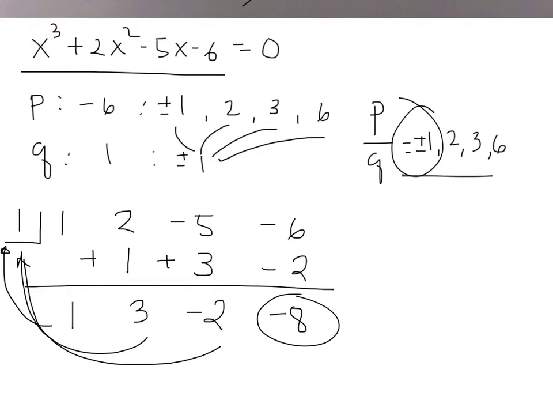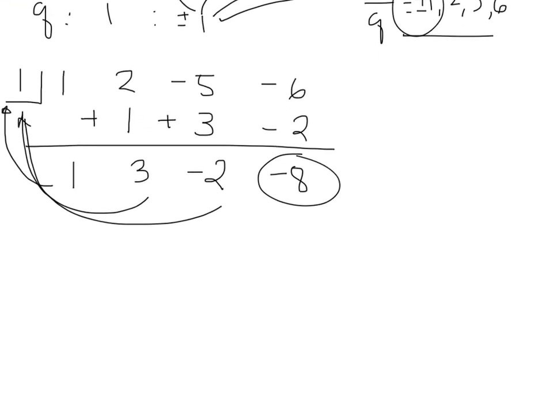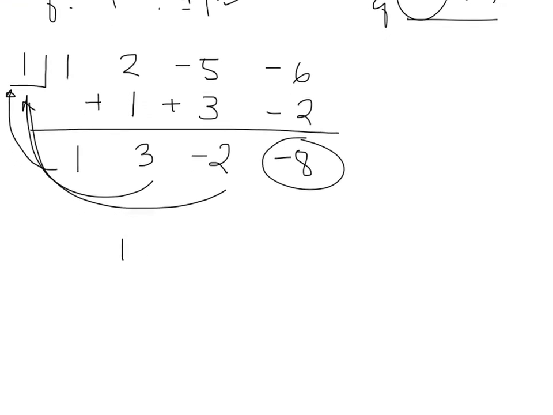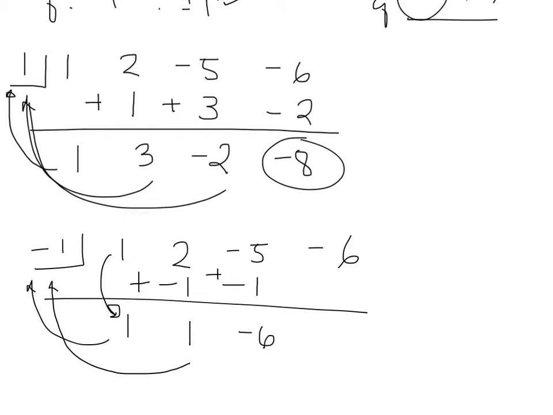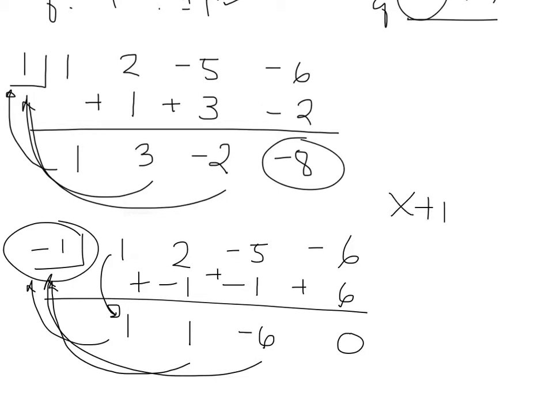We try negative 1. So we copy the same numbers: 1, 2, negative 5, negative 6. We try negative 1. Bring down the first number, 1. Then you multiply, so negative 1. Then you add, so 1. And then you multiply again, negative 1. When you add, negative 6. You multiply again, positive 6. When you add, it is 0. So negative 1 worked. In the factoring, we can conclude that x plus 1 is a factor.